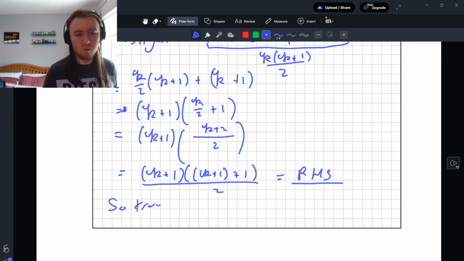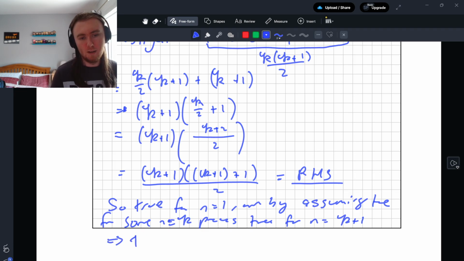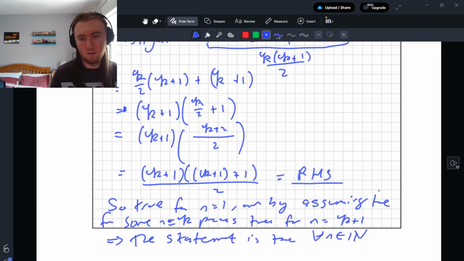And then just the usual conclusion. By assuming it true for some n equal to k proves true for n equal to k plus 1, that implies the statement is true for all n in the naturals by induction. Cool.